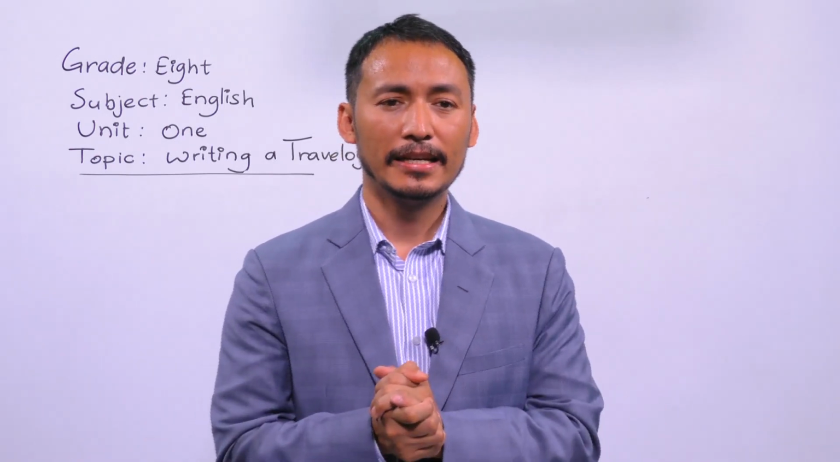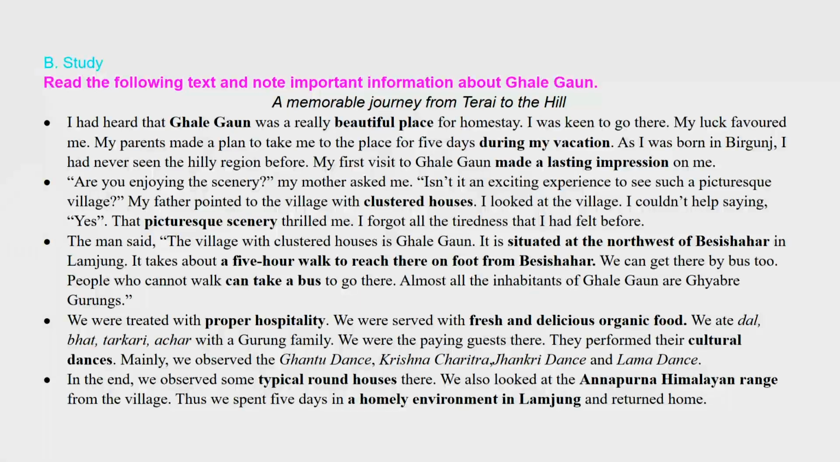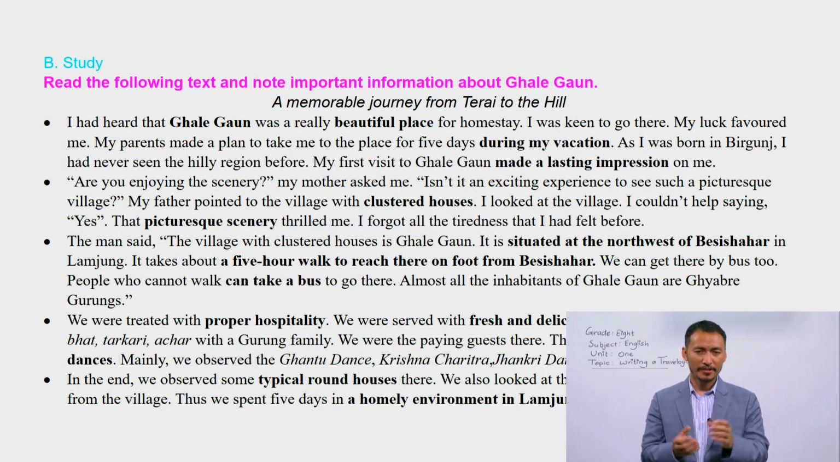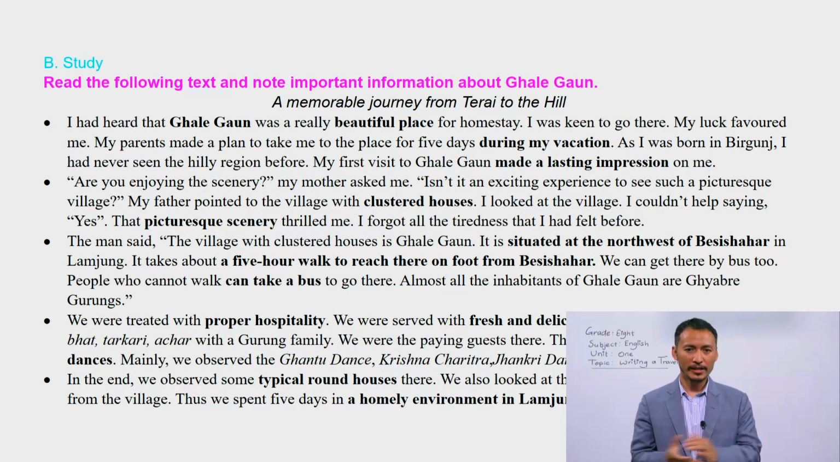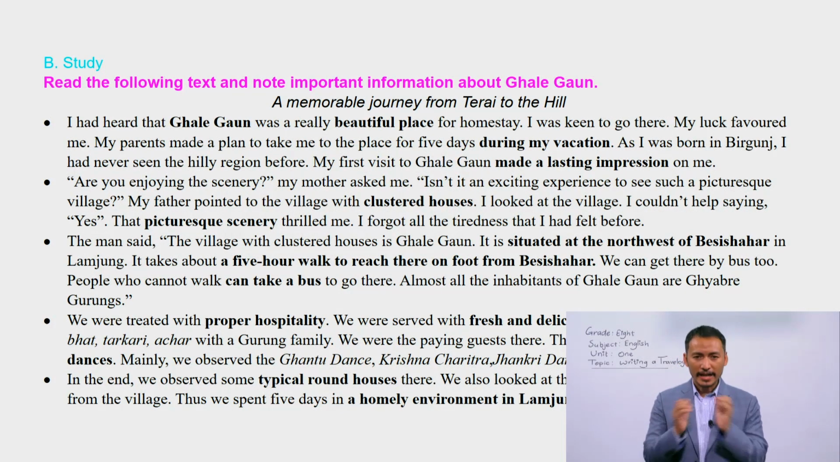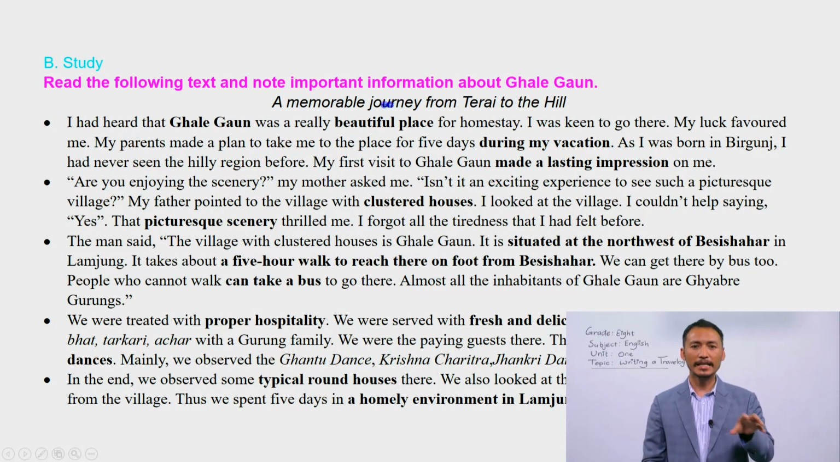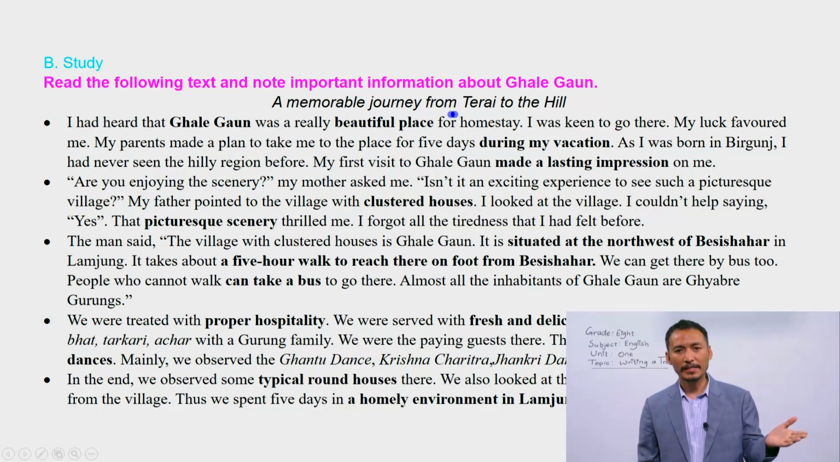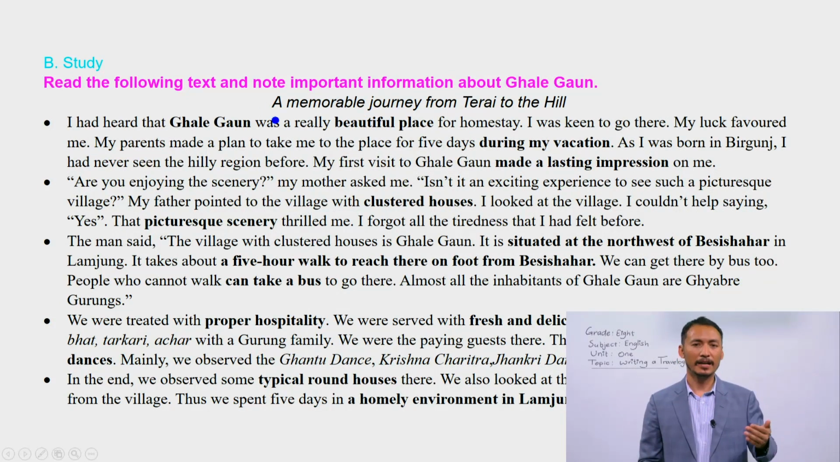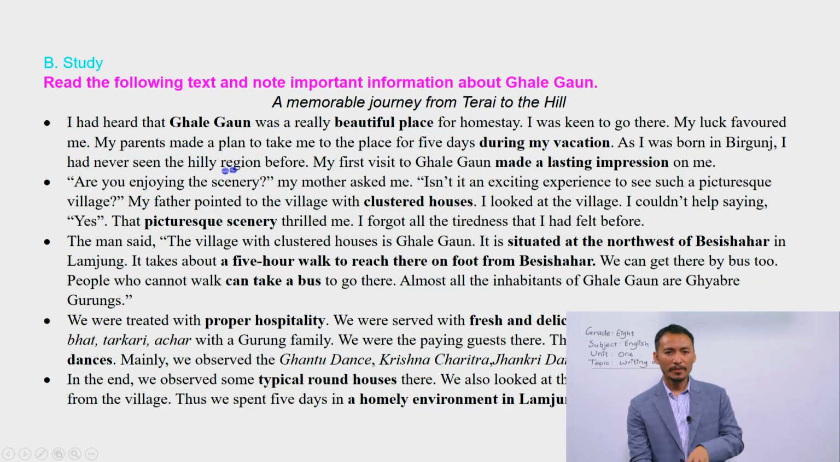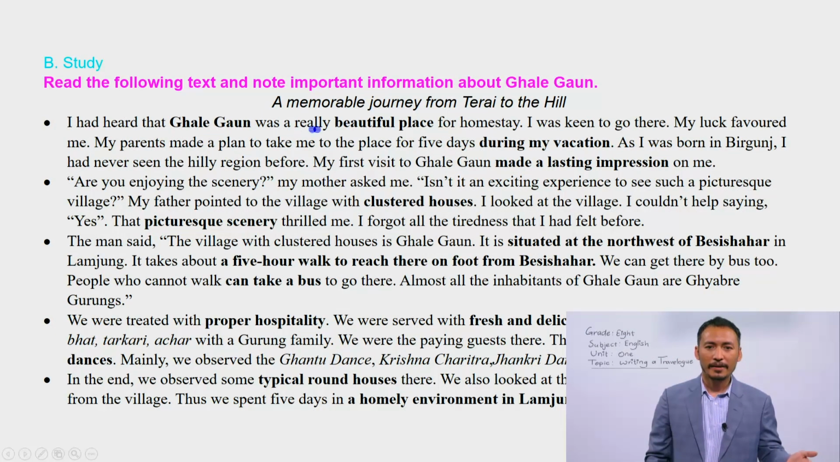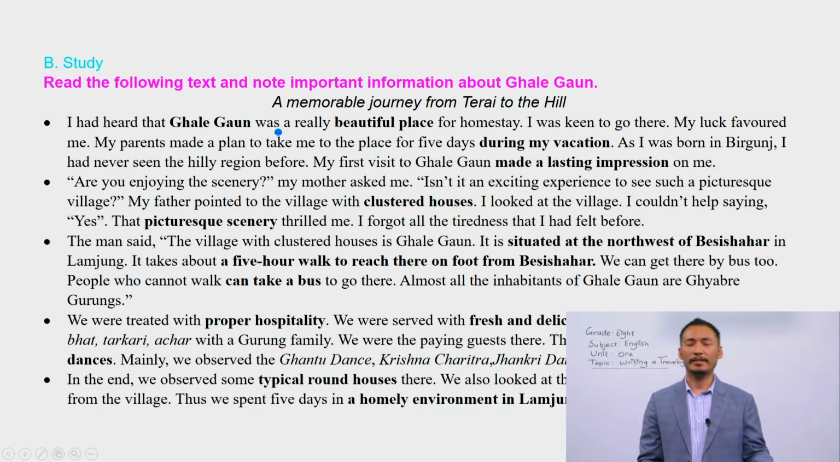Let's see. This is a travelogue from your book. I have taken some highlights of it here, not the whole text. So the title you are going to put is like this: A Memorable Journey from Tarai to Hill. A person from Tarai traveling to Hill has a memorable journey, and he is sharing the information here. He starts like this: I had heard that Ghalegaon was a really beautiful place for homestay.